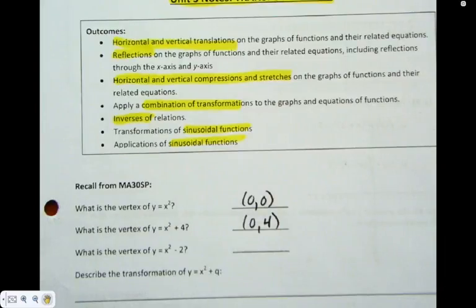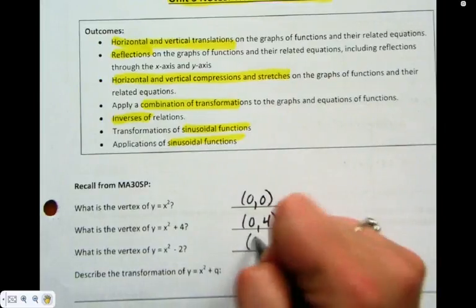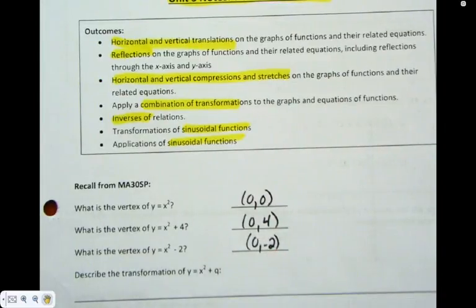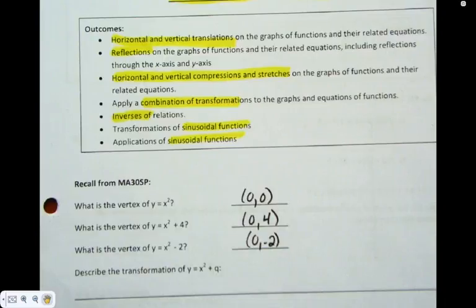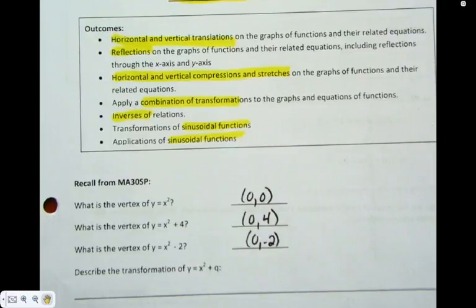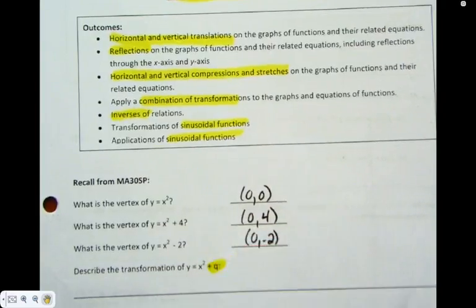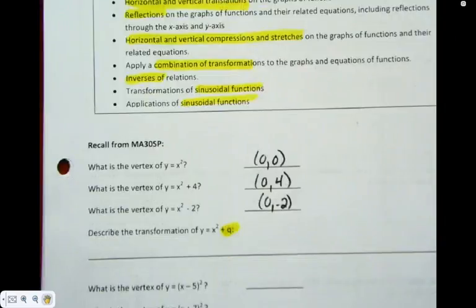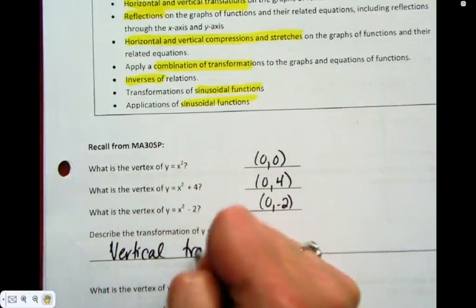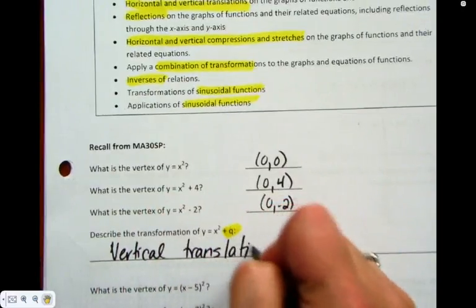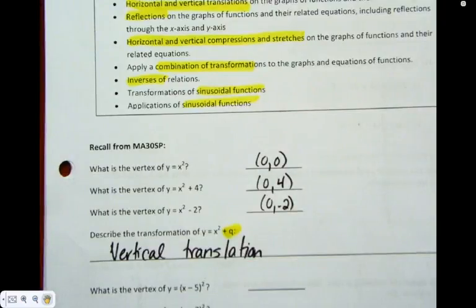What's the vertex of x squared minus 2? (0, negative 2). What's the pattern? What's happening there? It's moving a little bit. More specific, which coordinate is moving? It's the y coordinate. And is y the vertical axis or the horizontal axis? It's the vertical. So in general, if I just call this number q, what's q? Just any kind of number. It's just a variable. This we call a vertical translation. We didn't use those words last year, but that's what was happening as we were pushing this parabola up or down.